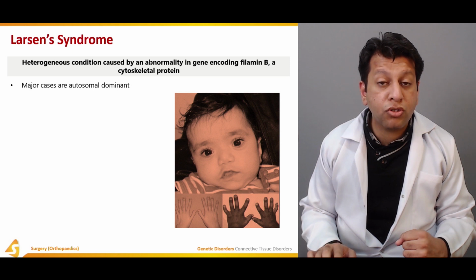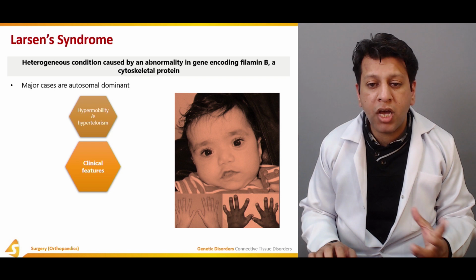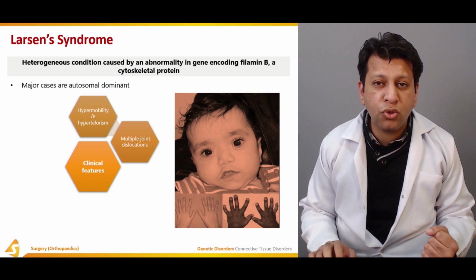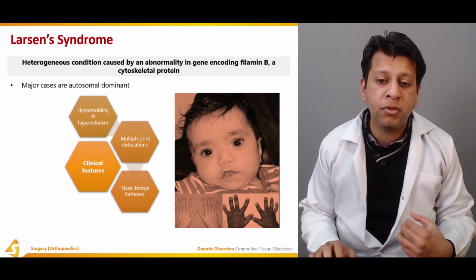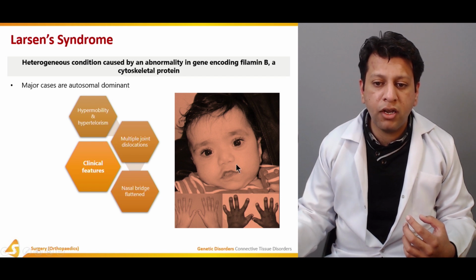Major cases are autosomal dominant, and the clinical features include hypermobility and hypertelorism, multiple joint dislocations. Why? Because usually they have a ligamentous laxity associated with them. Nasal bridge is flattened, as can be classically seen in this child.